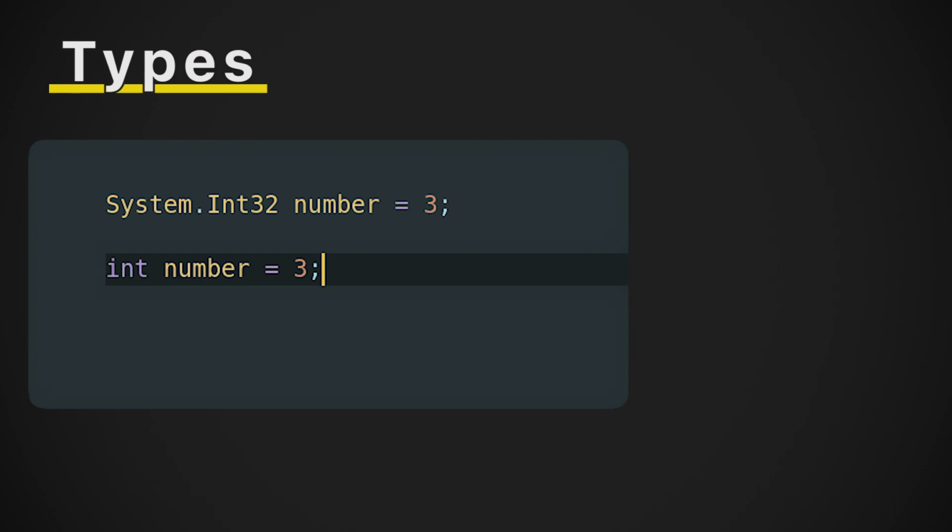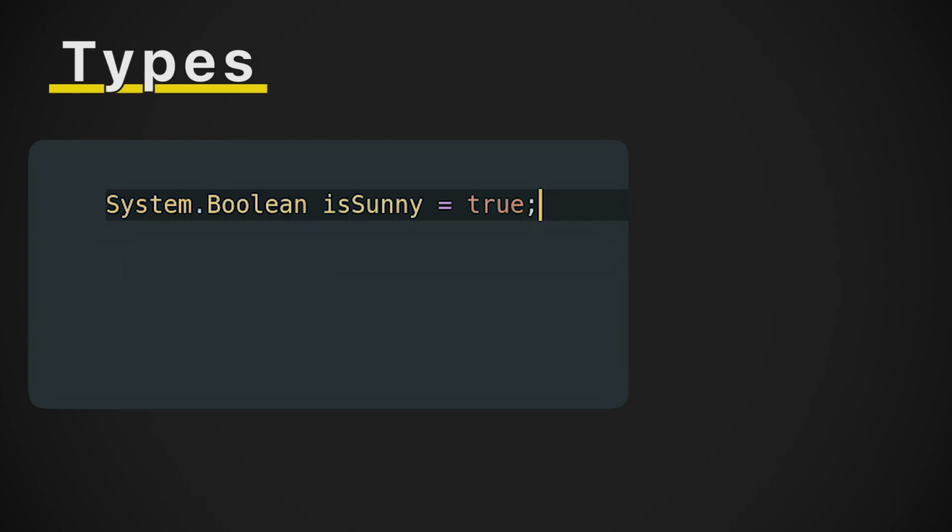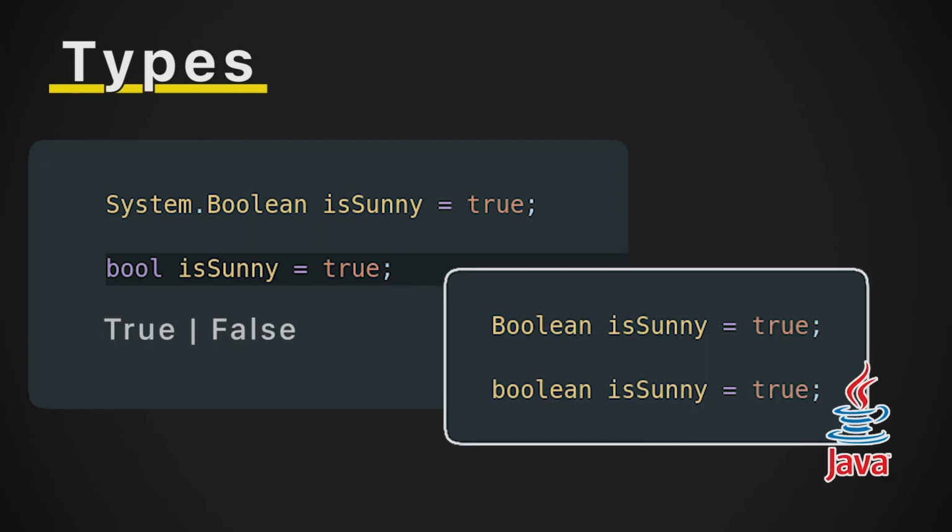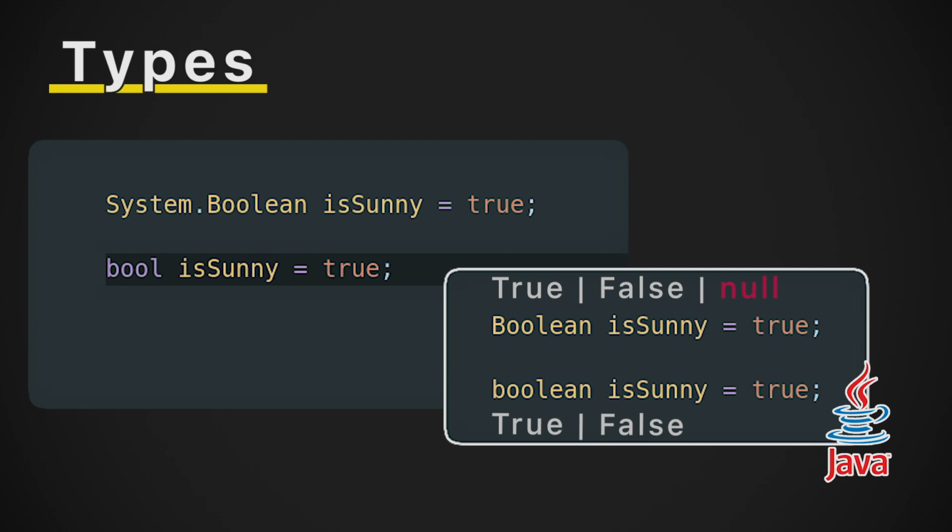To declare a variable of type integer in C#, you can use the System structure or an alias, which is a short for int, and the same is for bool. The values can be only true or false, while in Java, the capital Boolean is an instance of a class, and it can be true, false, or null.